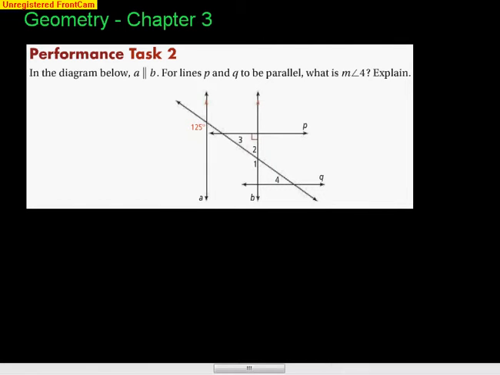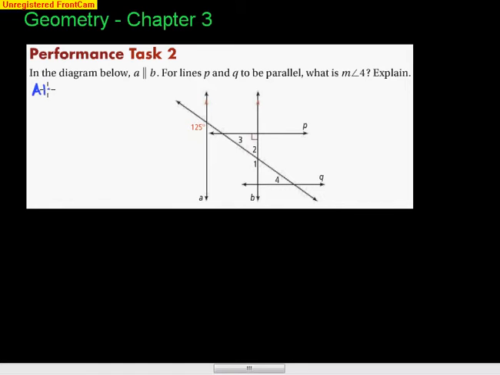Okay, so this video is for geometry. This is going to be our performance task or extended response question for the Chapter 3 test review. So here it is. I'm going to add something to it as well. It says in the diagram below, A is parallel to B. For lines P and Q to be parallel, what is the measure of angle 4? Explain. And I want you to also explain angles 1, 2, and 3.